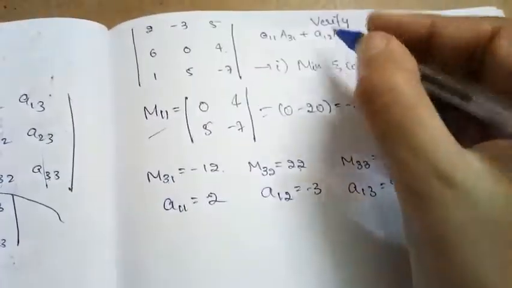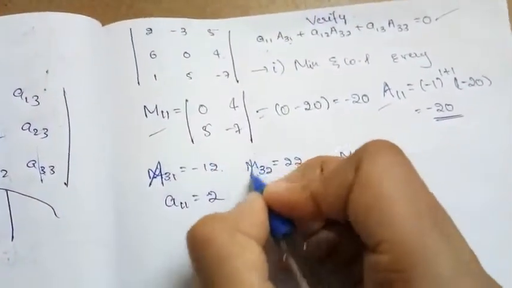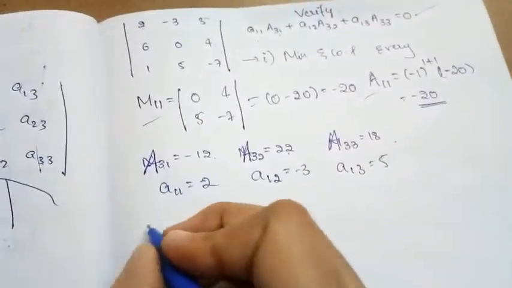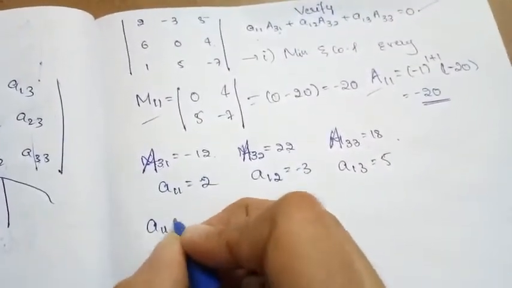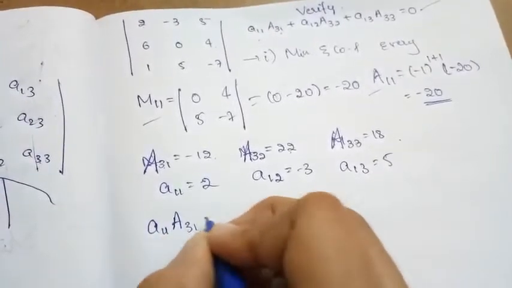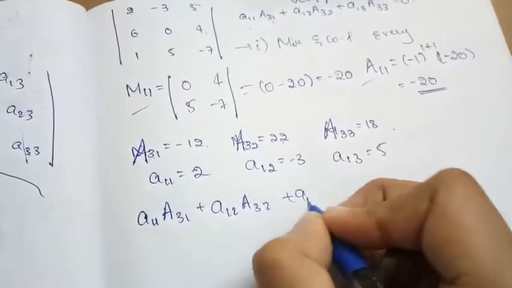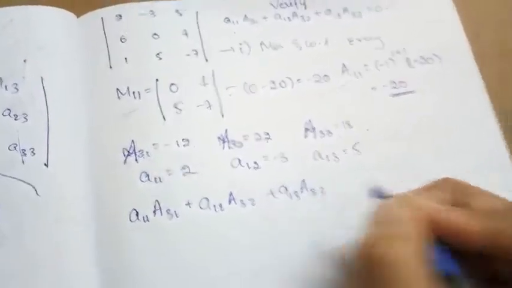So what do we need to verify? A11 into A31, not M11, A31, A32 and A33. Okay, not M11. So what is that? LHS is A11 A31 plus A12 A32 plus A13 A33.